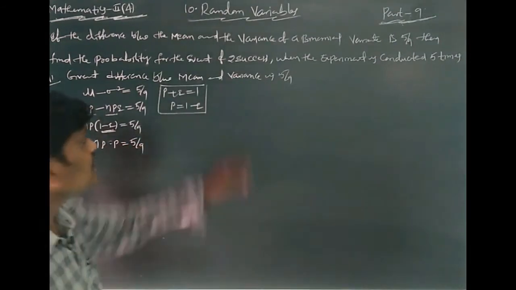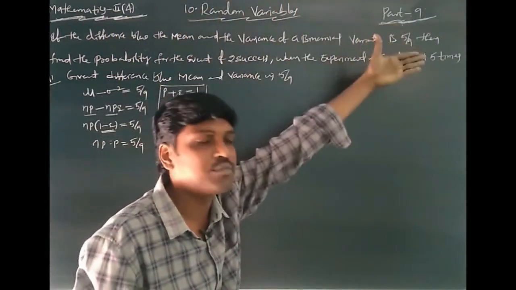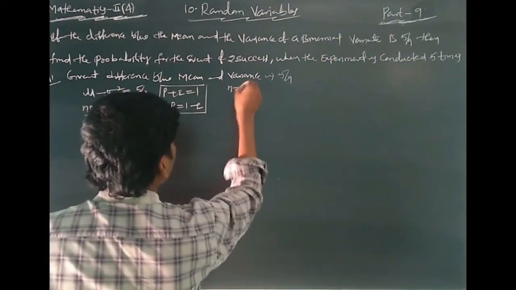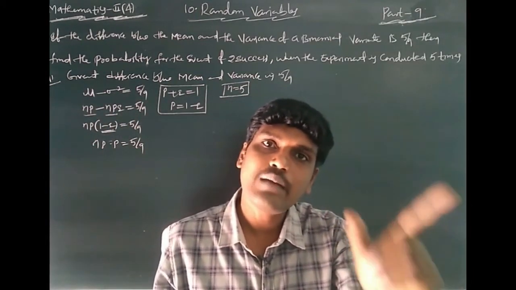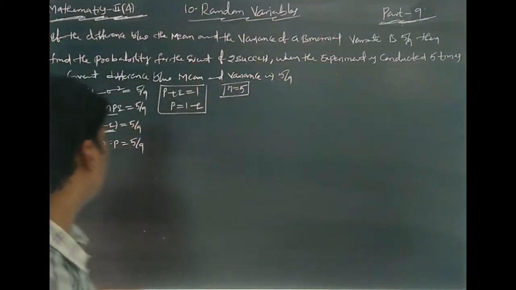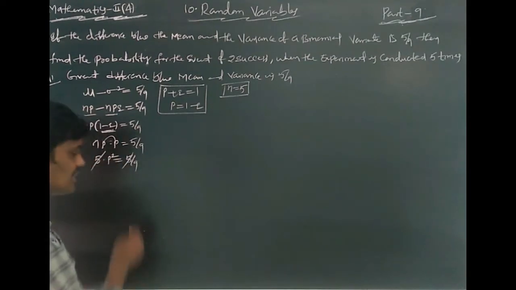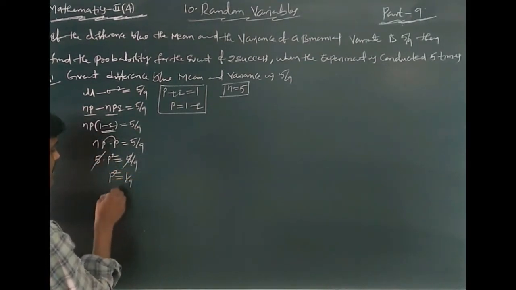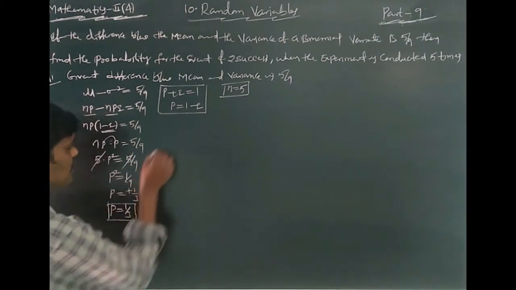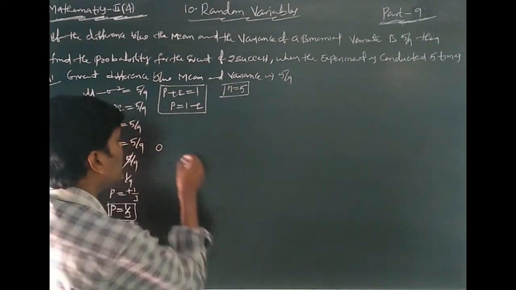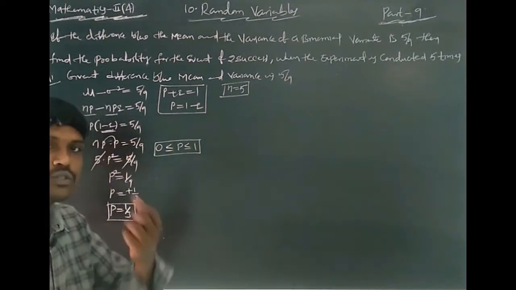5 by 9. See students, in this binomial distribution, one experiment is conducted 5 times. What is the value of n? n value is 5. Here, one random experiment is conducted 5 times, and you get success 2 times. That's why n value is 5. You can write 5 into p square is equal to 5 by 9. Here 5 gets cancelled, p square is equal to 1 by 9. Then p is equal to plus or minus 1 by 3. You have to take only plus 1 by 3. Why? Because as already explained in the definition, p value is between 0 and 1 only, not negative. That's why p value is 1 by 3.